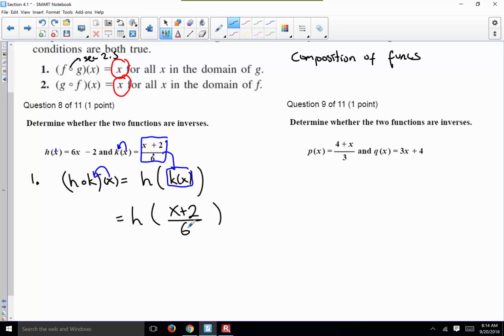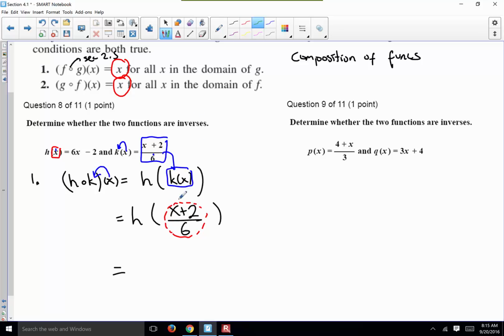The question in that one is easy. I just use the definition of K of X. The inside is always easy, you don't have to compute. You just borrow the description of that function and replace it here. The outside is tricky. How do you process X plus 2 over 6 in H? We know how to process X only. X turns into 6 times X minus 2. So how do we process this? Any ideas?